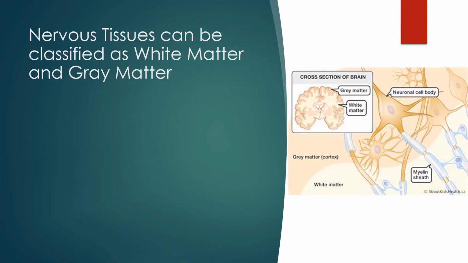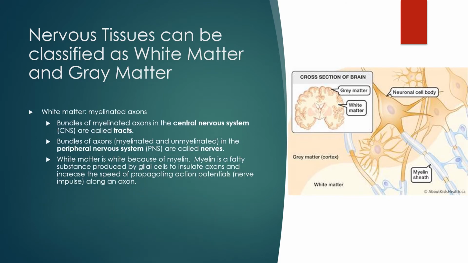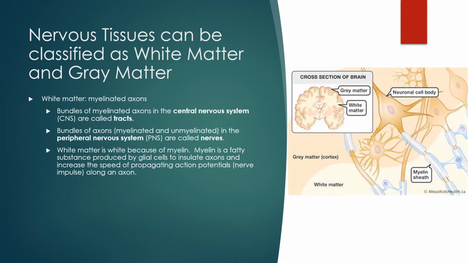Nervous tissues can be classified as either white matter or gray matter. White matter are myelinated axons. Bundles of myelinated axons in the central nervous system are called tracts. Bundles of axons, myelinated or not, in the peripheral nervous system are called nerves. White matter is white because of myelin. Myelin is a fatty substance produced by glial cells to insulate axons and increase the speed of propagating action potentials, the nerve impulse, along an axon.